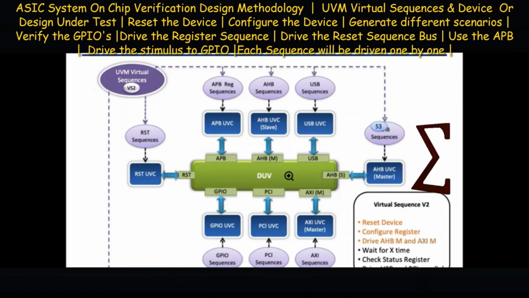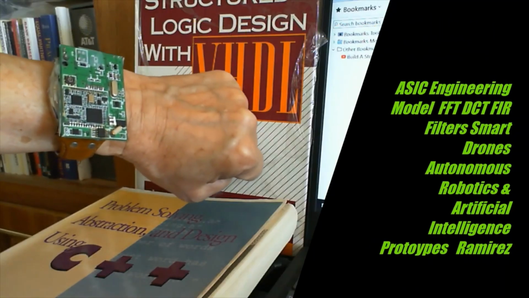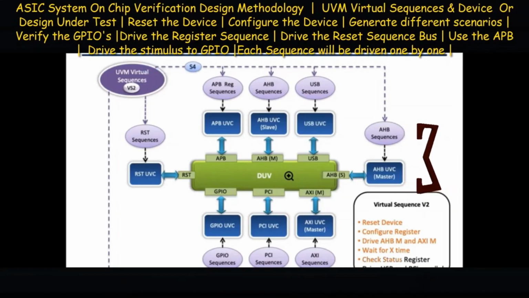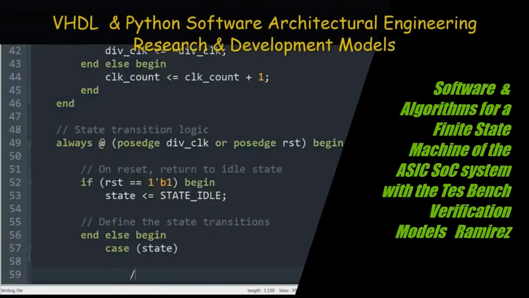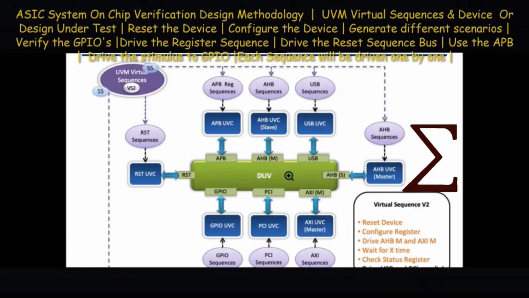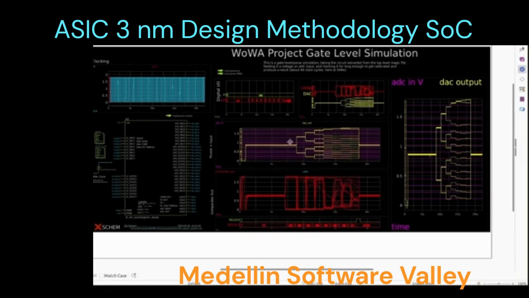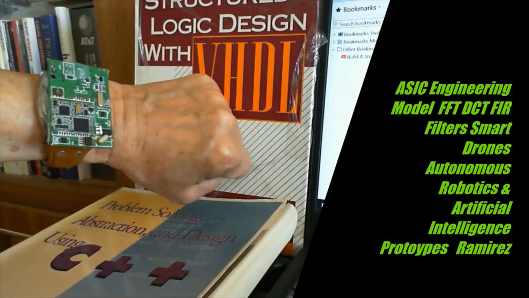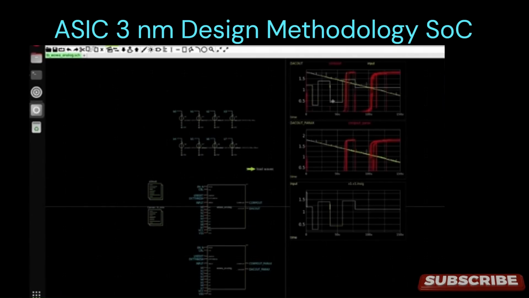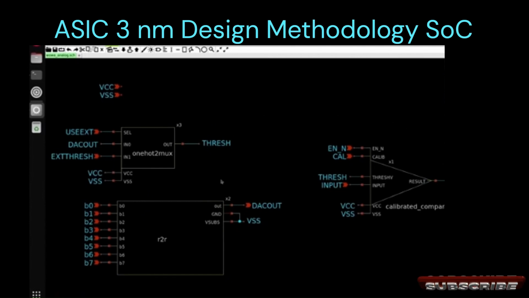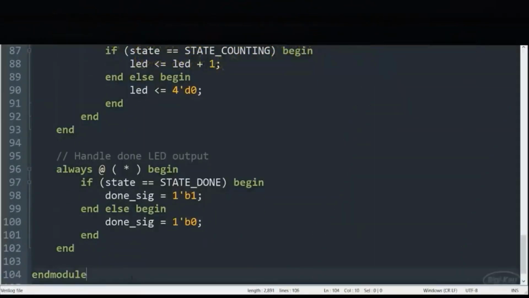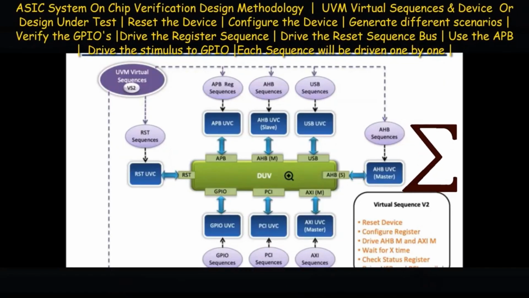The ASIC system on chip verification design methodology performs the UVM virtual sequences and design under test, and it also performs a reset of the devices, configures the device, generates different scenarios, and verifies the GPIOs, and drives the register sequences, also drives the reset sequence bus, and uses the APB to drive the stimulus to the GPIO, and each sequence will be driven one by one as it is illustrated in the block diagrams of the test structure verification.